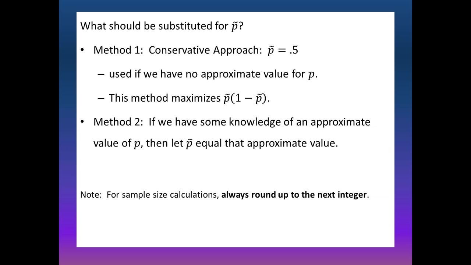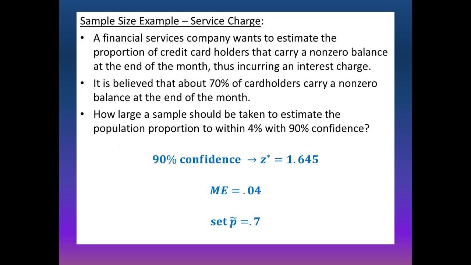But for this, it's always round up to the next integer, not round to the nearest integer, which is the way that most people normally do it. To compute a desired sample size, you need 3 things. You need the bound on the margin of error, which has to be specified somewhere. You need the critical value, which is dictated by the confidence level. So if you had the confidence level, that would be enough to get one. And then you need to know what to substitute in for p tilde.